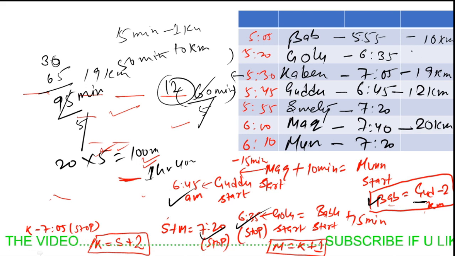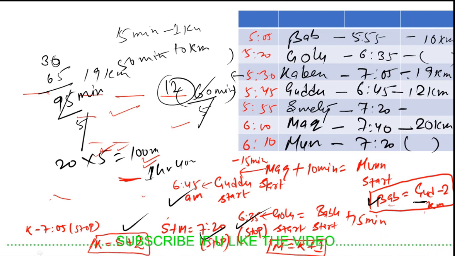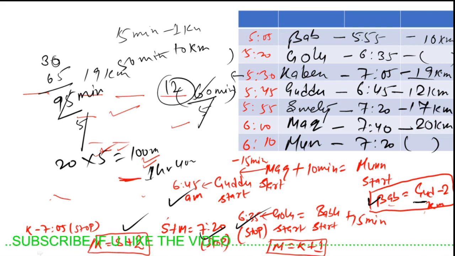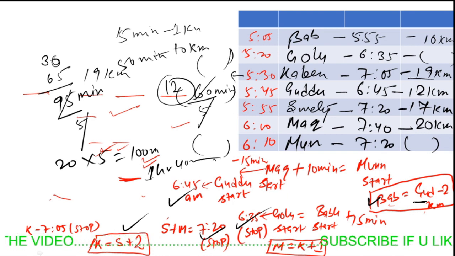You can find out the kilometers of Golu and Munna also. We know that Sweetie is traveling 2 km less than Kalin. Kalin is traveling 19 km, then Sweetie will be traveling 17 km. Okay, we are done now. You can find the duration of Golu and the duration of Munna, divided by 5, and you will get the kilometers of Golu and Munna.